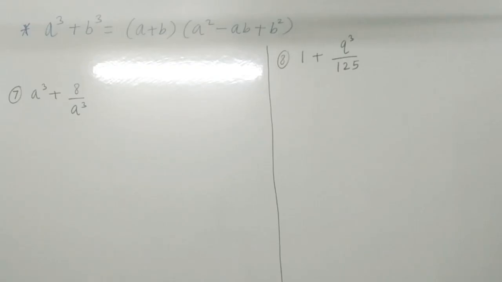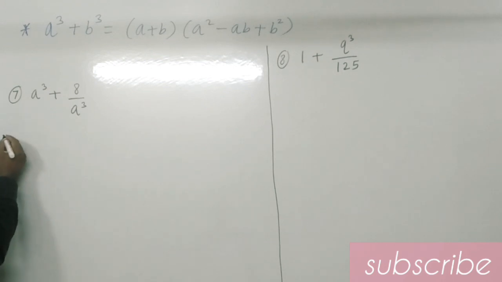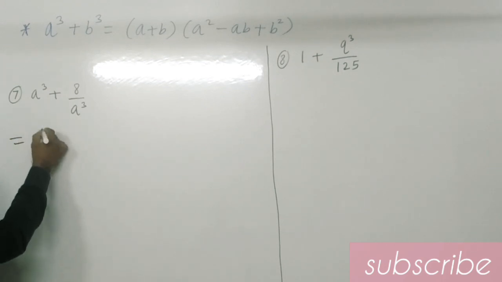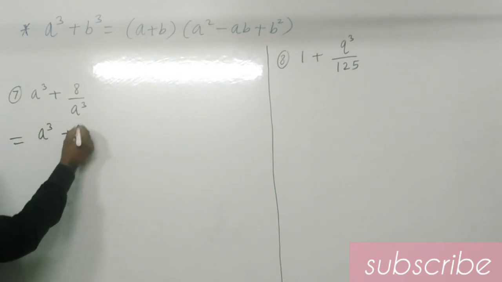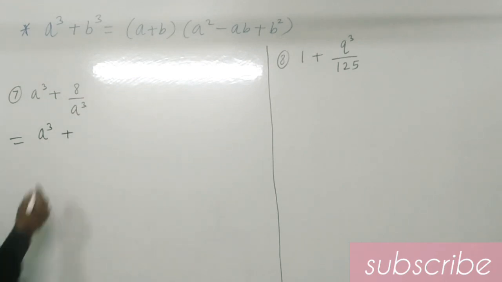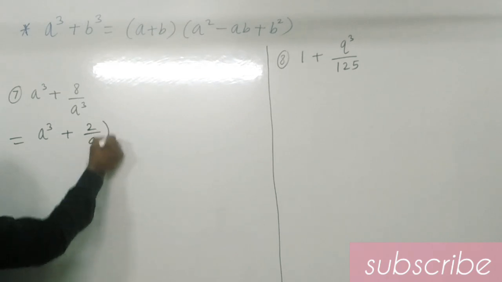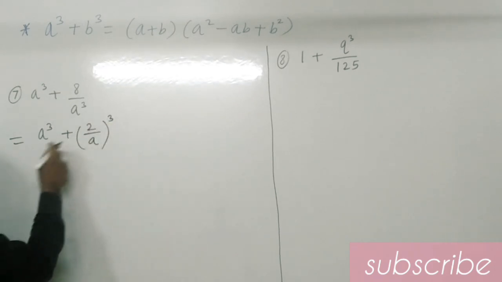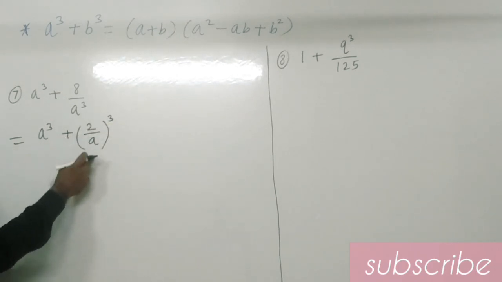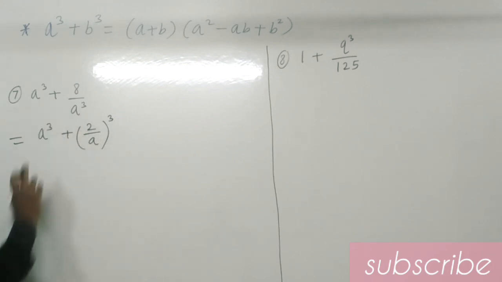Now, seventh example, a cube plus 8 upon a cube. So first we'll write in the standard form a cube plus 8 upon a cube. 8 is the cube of 2, 2 cube is 8, so 2 upon a bracket cube. Now here a is a and b is equal to 2 upon a.